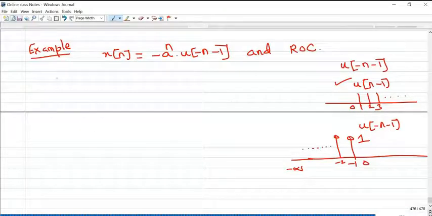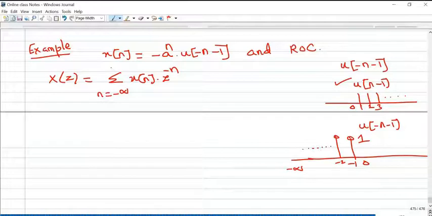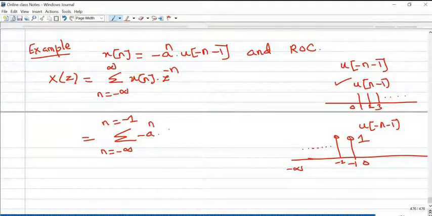So the formula for Z transform: x of n z power minus n, n varies from minus infinite to infinite. But now the summation limit changes from n equal to minus infinite to n equal to minus 1. Okay? Minus a power n; the term u of minus n minus 1 has magnitude 1 only. Minus infinite to minus 1, then z power minus n.